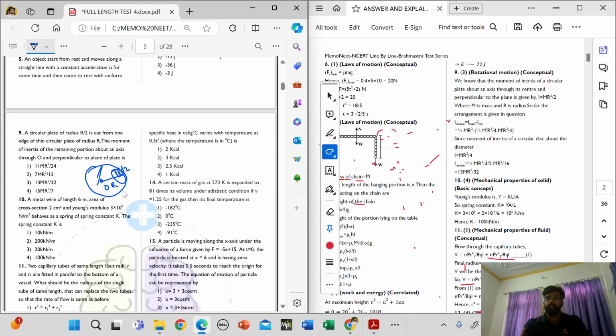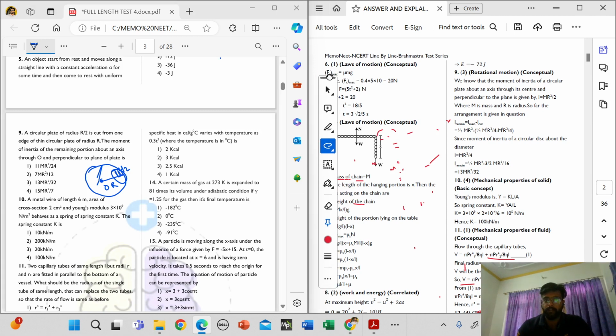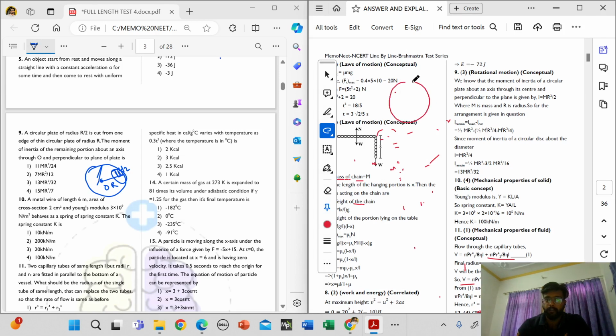Remaining part moment of inertia. This is just a conceptual question. Look at here. This circle, we have cut down the r by 2 plate from here. This radius is r. So we know that the moment of inertia of the whole is mr square upon 2. That is the original, mr square upon 2.